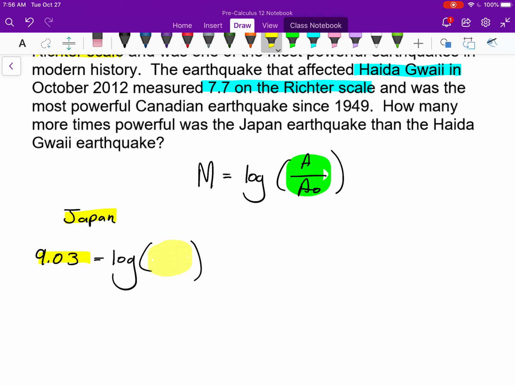As for what goes in here, I don't know. But honestly, I don't care about A divided by A naught. I just care about all of it together. I care about really how many times more powerful was the Japanese earthquake compared to this A naught. That's what I really care about. And so I'm just going to put the variable J here for Japan. That J represents how many times more powerful the Japanese earthquake was compared to A naught. I don't really care about the individual values of those two.